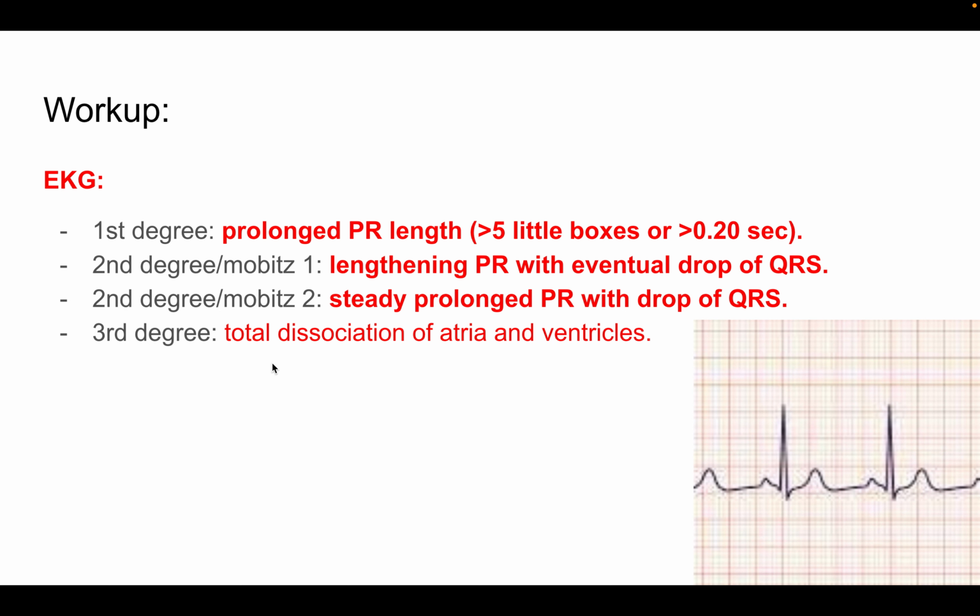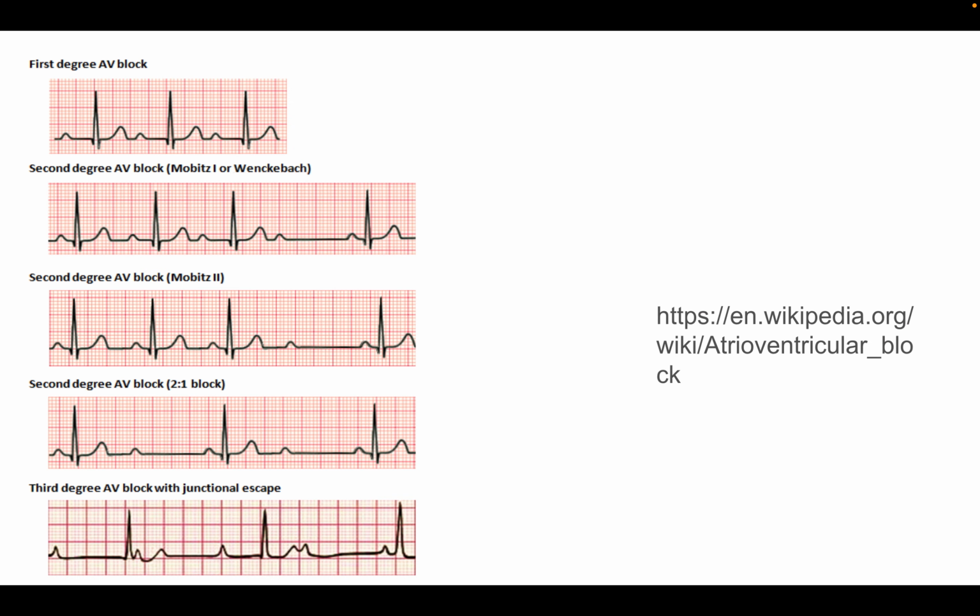Let's go with third degree. So third degree is just when you have total dissociation between the atria and the ventricles. Some atrial impulses get through, but it's just random. As we can see here, I don't even know what that is. That's a QRS, but where's the P wave, right?